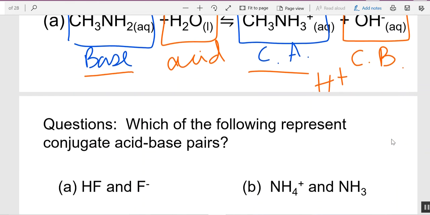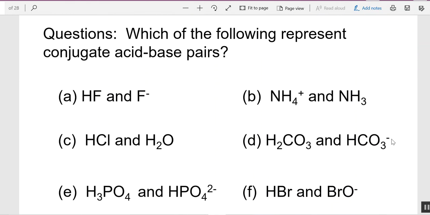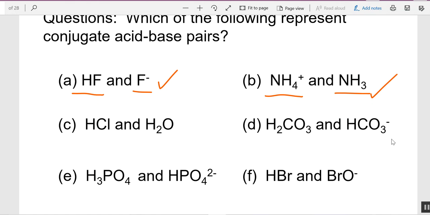Okay, so I want you to be able to identify which one of these are actually conjugate acid base pairs. You can see that this is the acid and this is the conjugate base. So yes, this is an acid conjugate base pair. And then what about B? This one and this one, the difference is one H plus. So yes, this is a conjugate acid base pair. These two are not even related to one another. This one has chloride, this one doesn't. So nope, this one is not.